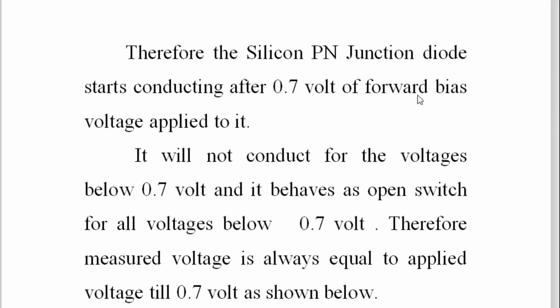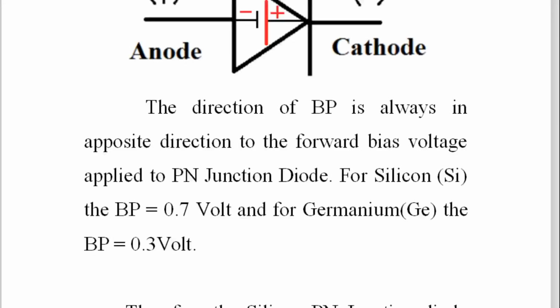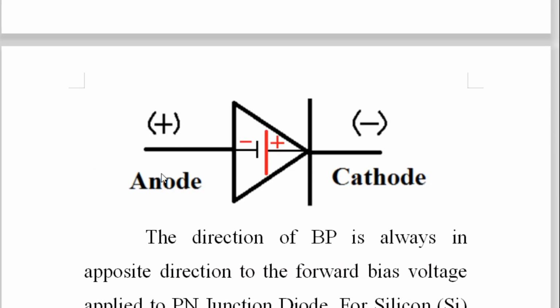Therefore, the silicon PN junction diode starts conducting after 0.7 volt of forward bias voltage applied to it, because only after 0.7 volt will these electrons be in a position to migrate from anode to cathode. This barrier potential is in the opposite direction to the applied forward voltage, and therefore it opposes the migration of electrons.